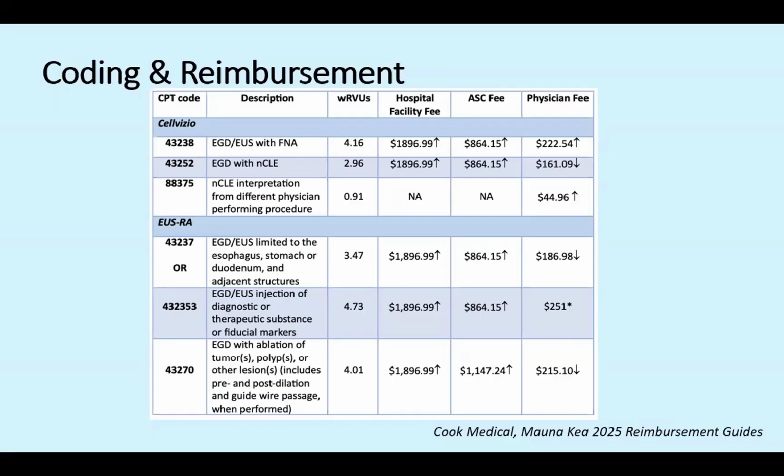You also are going to have 43270. That captures the actual ablative part of your procedure. So that's another 4 RVUs. So again, you can see these are additive. Even though you get the 50% reduction for the second procedure in combination, you're still adding to what a standard endoscopy or endoscopic ultrasound would be.